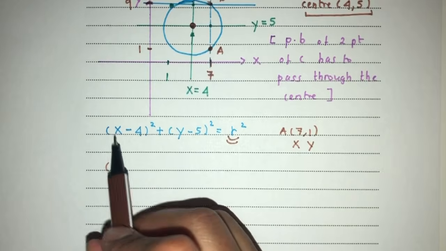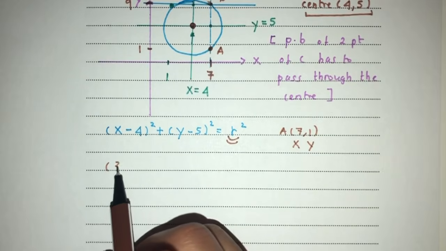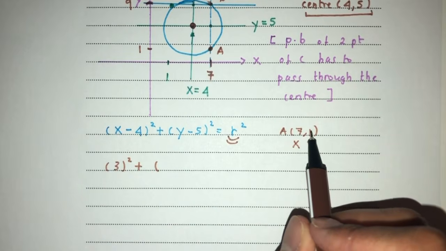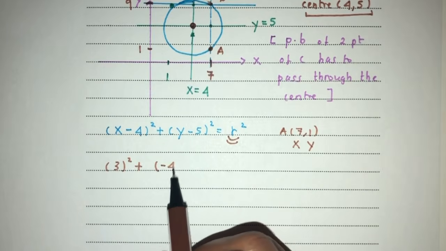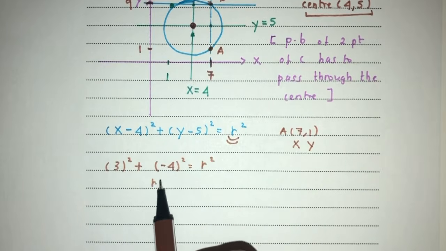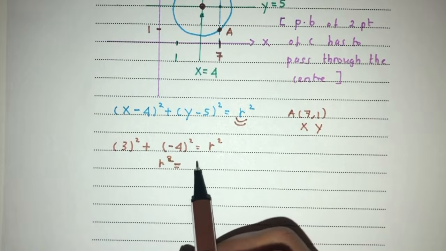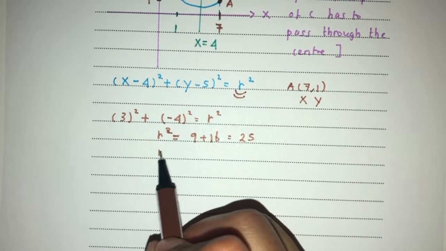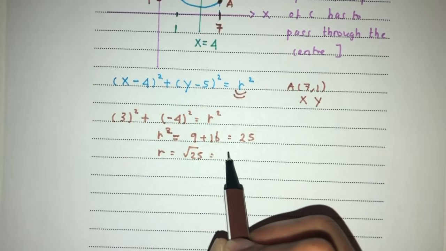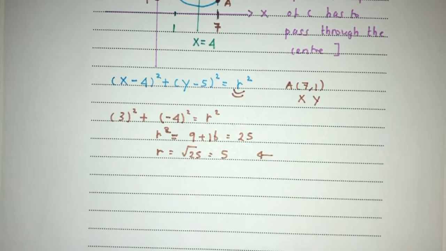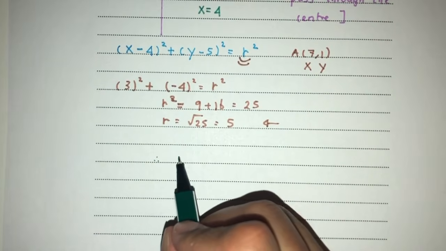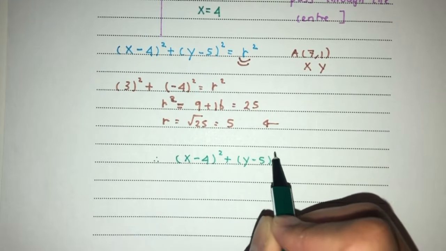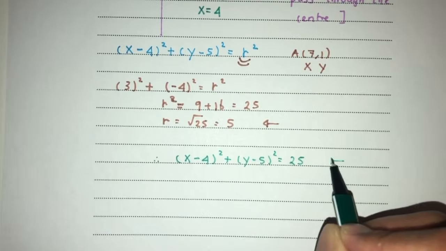Replace back here, you will have what? x minus 4 is 7 minus 4 is 3 squared, plus y minus, this is 1 minus 5, this will be minus 4 squared, has to be r squared. r squared has to be the value of 9 plus 16, which is 25. From this you can realize that r has to be root of 25, which is equal to 5. This is the radius of the circle. But either way, this is not very important here. The idea is that the equation was found to be x minus 4 squared plus y minus 5 squared equals 25. This is my equation of the circle.